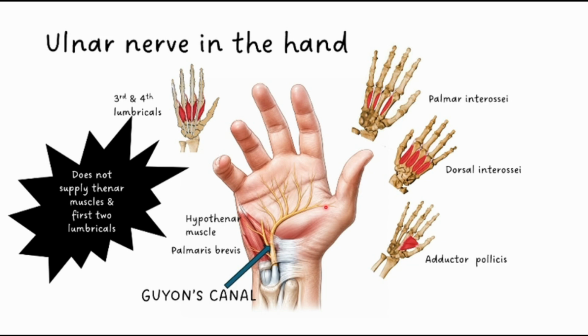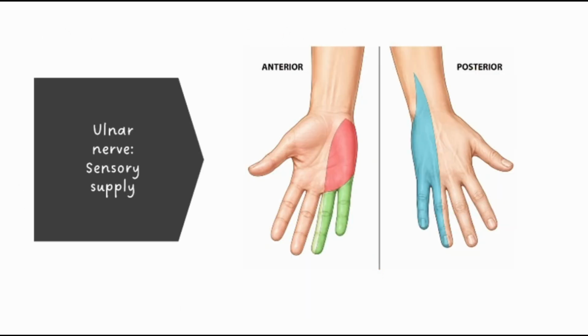The sensory supply of the ulnar nerve is by the palmar cutaneous branch, which provides sensory innervation to the skin over the hypothenar eminence. The dorsal cutaneous branch of the ulnar nerve supplies the skin over the medial third of the dorsum of the hand and the medial 1.5 fingers. And the superficial terminal branch gives sensory innervation to the skin over the palmar surface of medial 1.5 fingers.